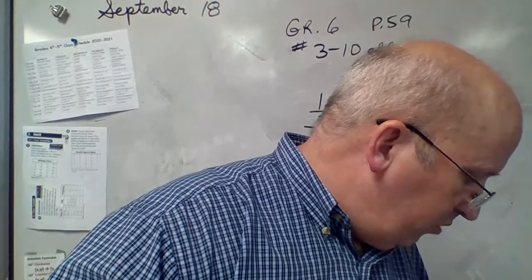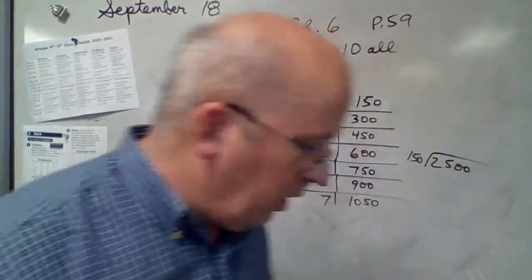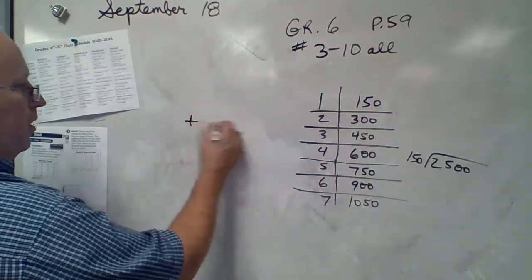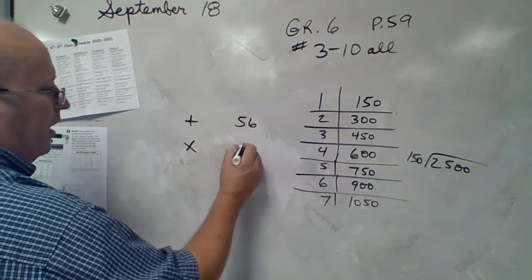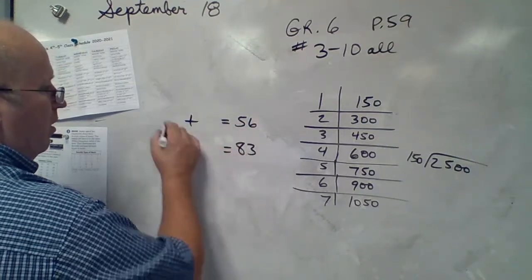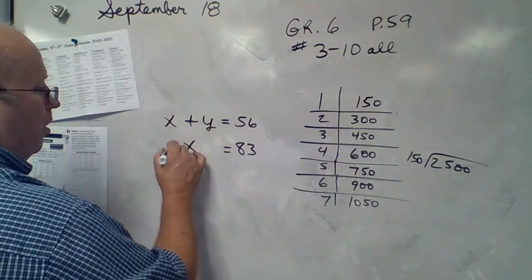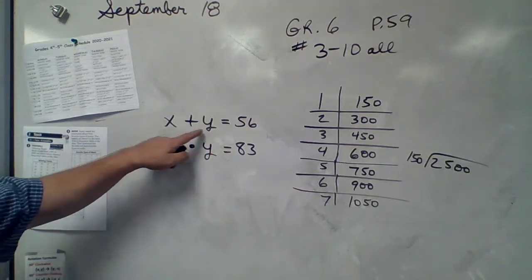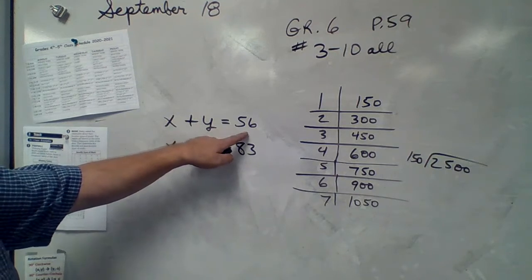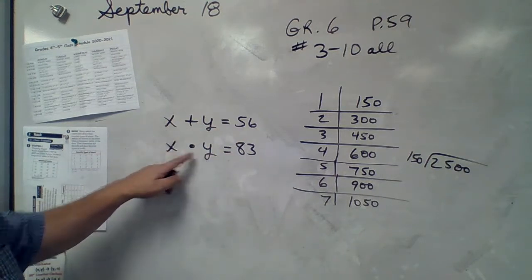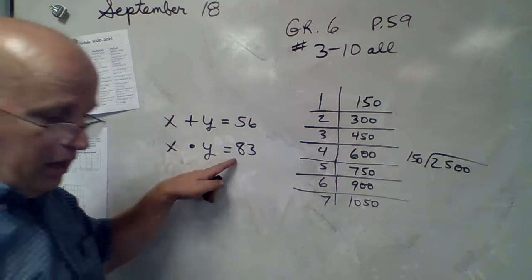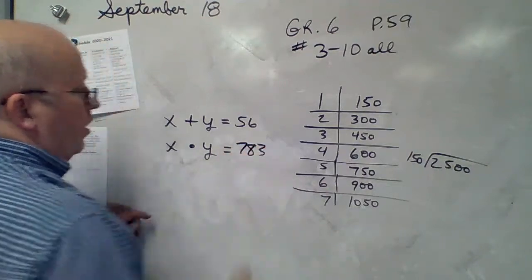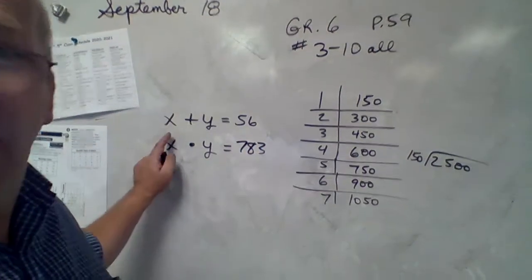Look at number 8. Find 2 numbers whose sum is 56 and whose product is 783. Huh? This, folks, is what they're talking about. I've got an unknown number that I add to another unknown number, and they equal 56. And that same set of 2 numbers, when I multiply them, I get 783. So what we might have to do is just kind of guess and check.